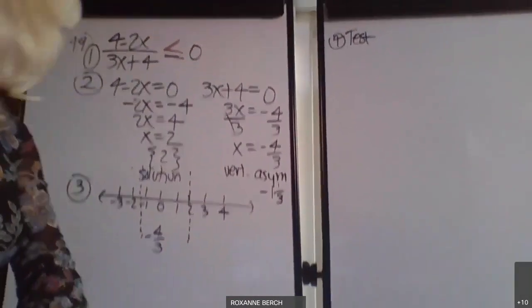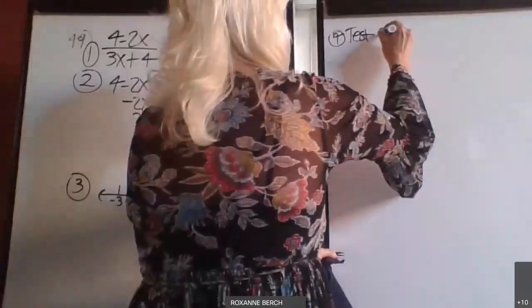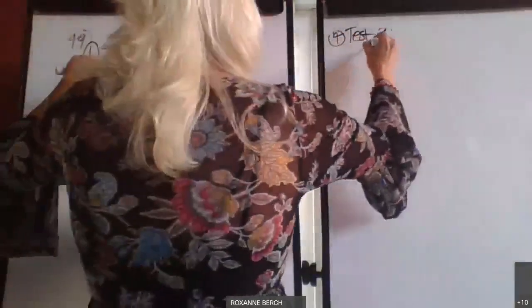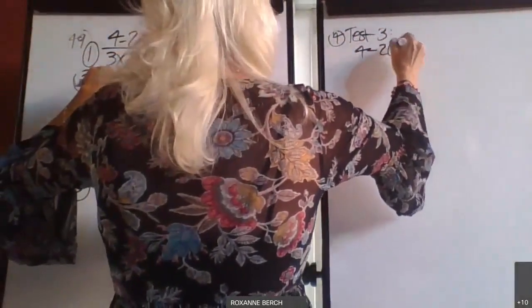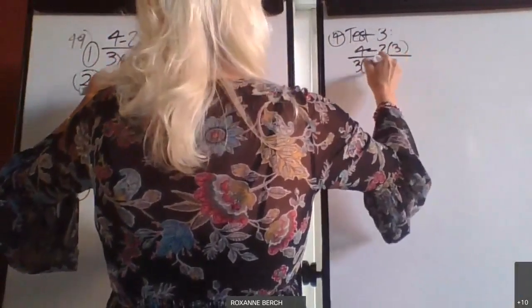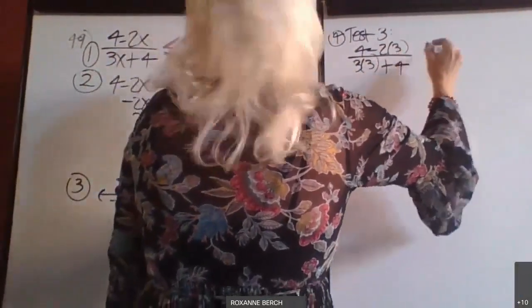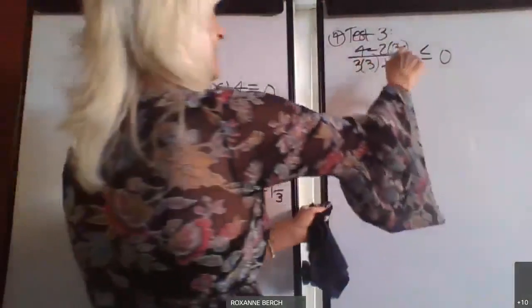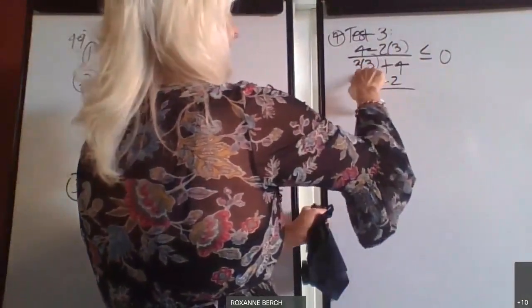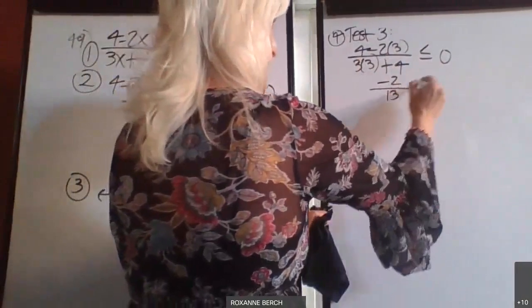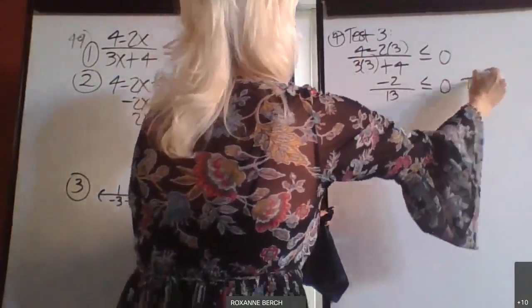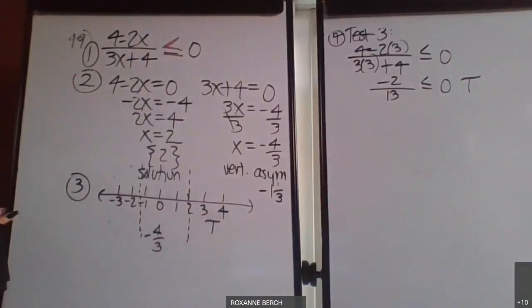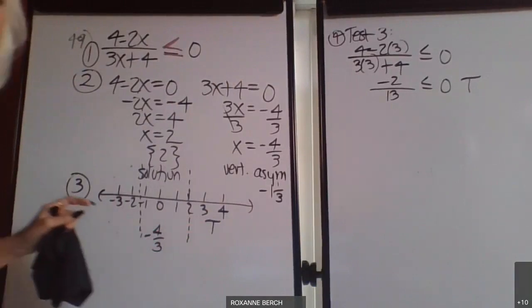Three. 3, okay. So this would be 4 minus 2 times 3 over 3 times 3 plus 4. Is that less than or equal to 0? So 4 minus 6 is -2. And this is 9 plus 4, which is 13. Is that less than 0? Yes, it is. So that is true. What do you want to test now?